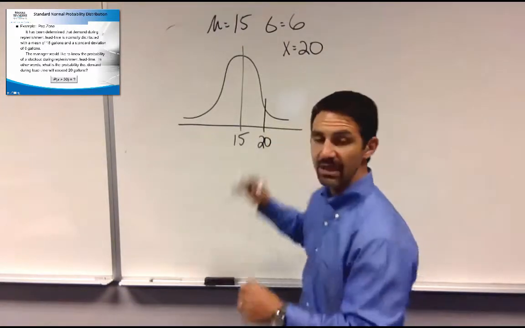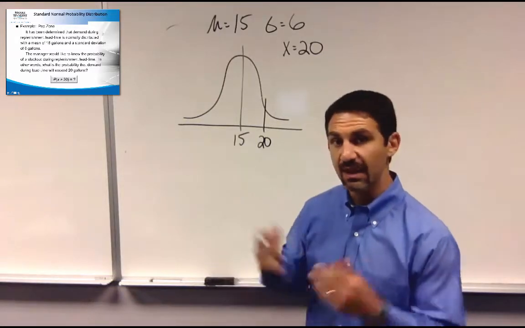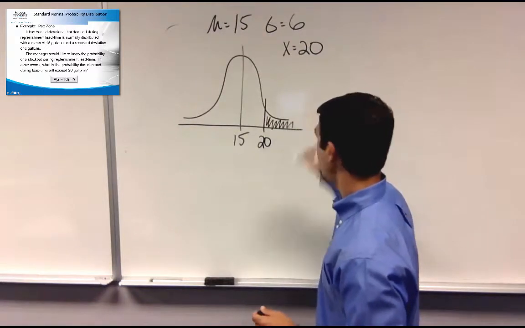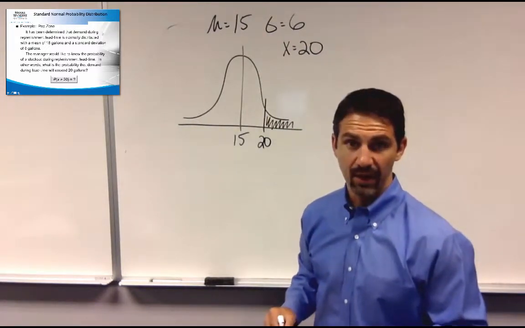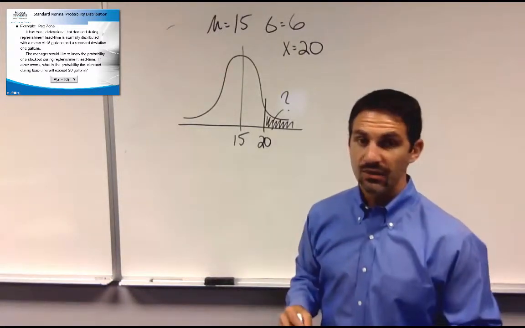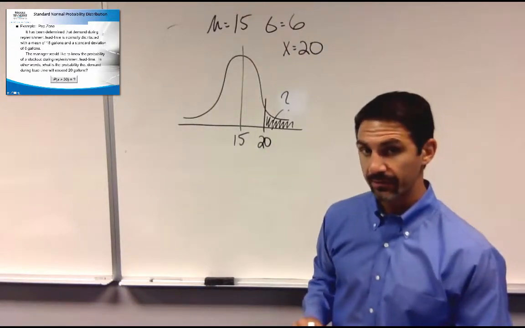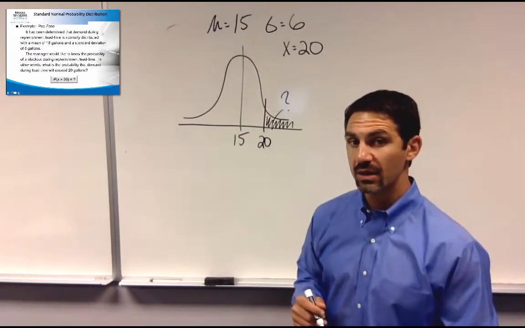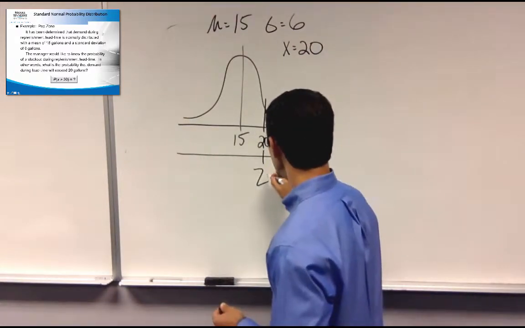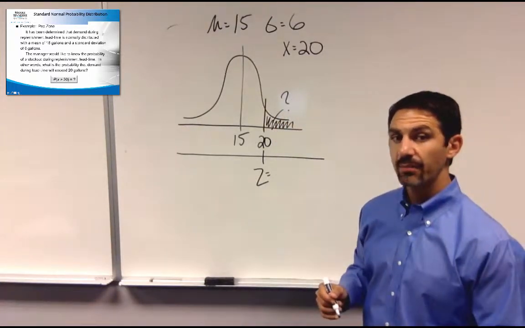Now where is 20 in relation to that? All we really know at this point is it's to the right of our 15 because it's greater. And so what we're looking for, the probability of a stock out, is going to be that area right here. So this is what we want to figure out. To do that, we have to come up with a z-score at 20 and calculate a probability that corresponds to that. So what is the z-score at this point, and what's its corresponding probability?